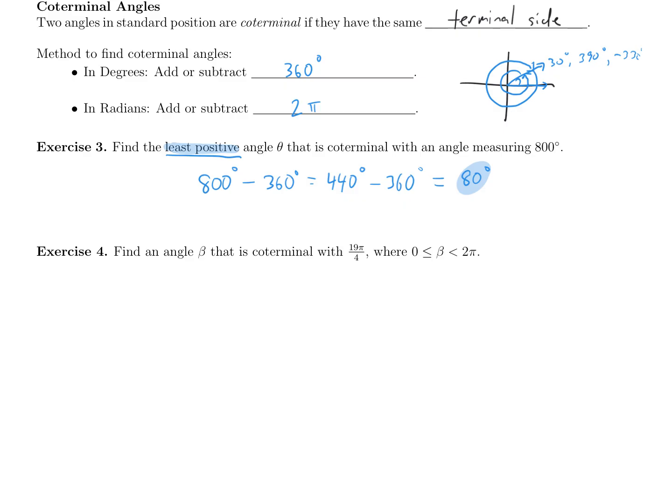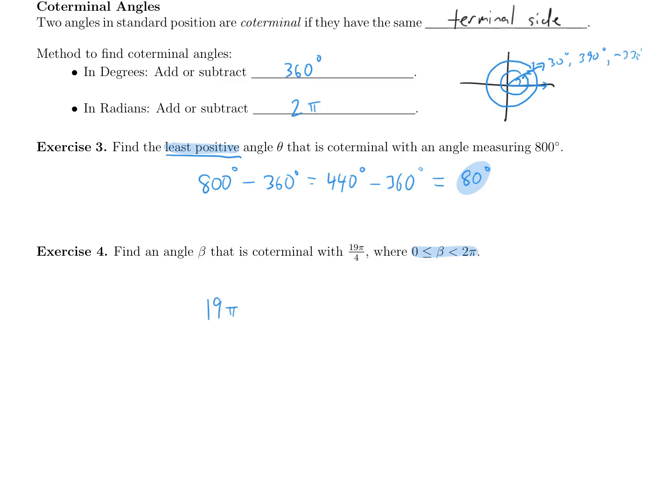All right, for the next exercise, they want us to find an angle, beta, that is coterminal to 19 pi over 4. They want our beta to be between 0 and 2 pi. All right, currently 19/4 is bigger than 2. So let's subtract 2 pi, because that's what you're supposed to do. You're supposed to subtract 2 pi or add 2 pi, but in this case, we want our beta to be smaller than 2 pi, so we've got to subtract.